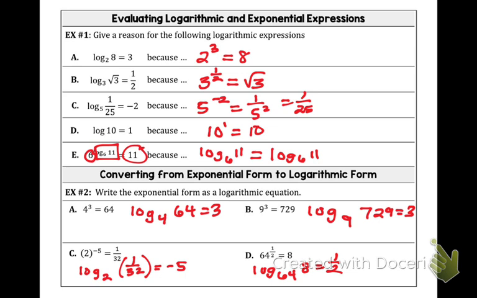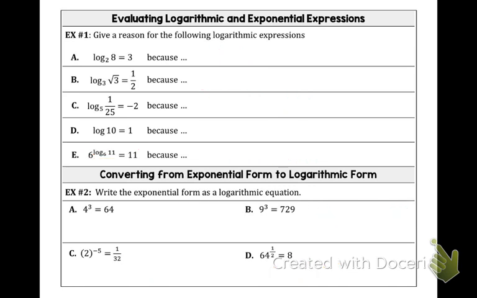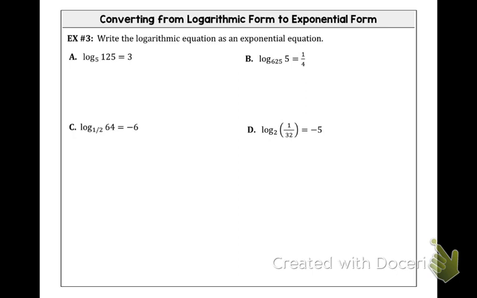Sometimes it's a lot easier to evaluate logs by converting them to exponentials because then it's easier to see. All right, example 3. Now it's asking us to write the logarithmic equation as an exponential equation, so doing the reverse. So my base of my log is 5. That becomes the base of my exponent. The 3 becomes the exponent, and it is equal to 125. For B, my base is 625, so that becomes the base of my power. The exponent is going to be 1/4, which is equal to 5.